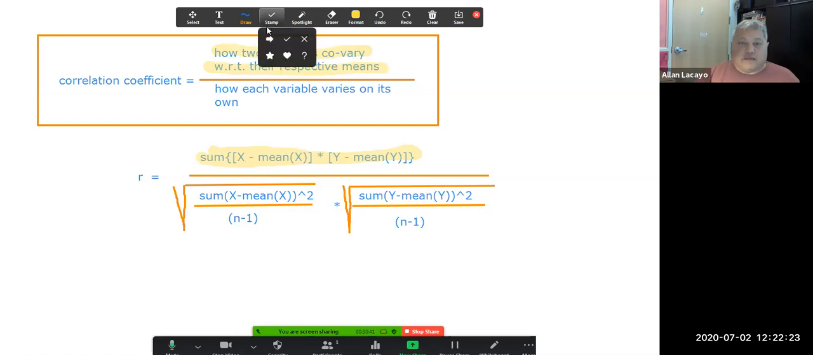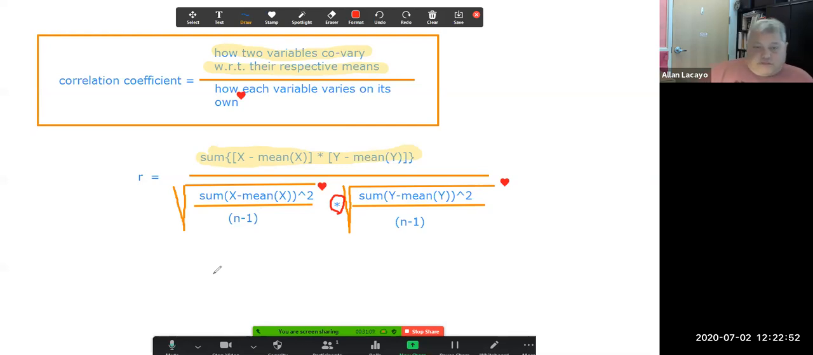Divided by how each variable varies on its own. Both x and y vary separately here, and it is after you calculate how x and y vary from their respective means that you then multiply together the two variations into one single computation.